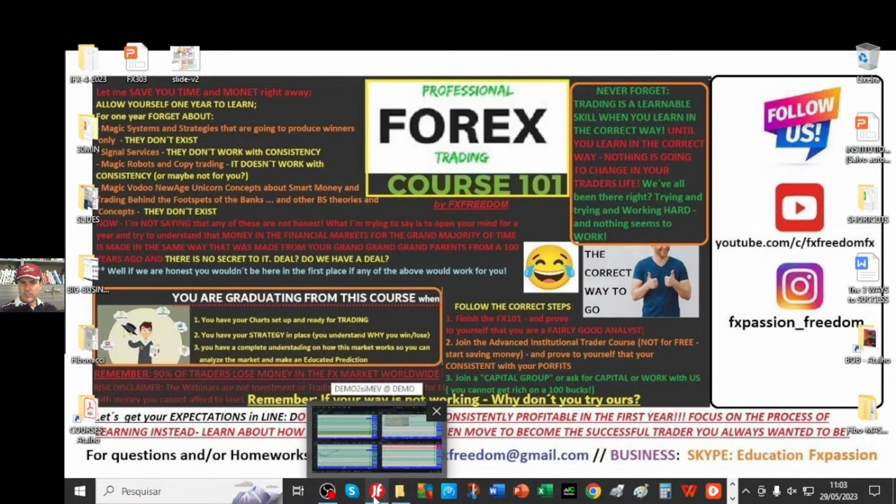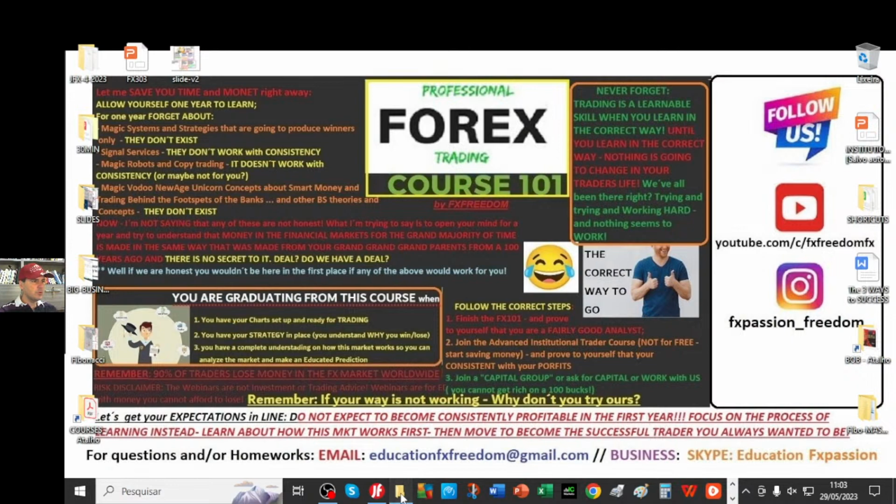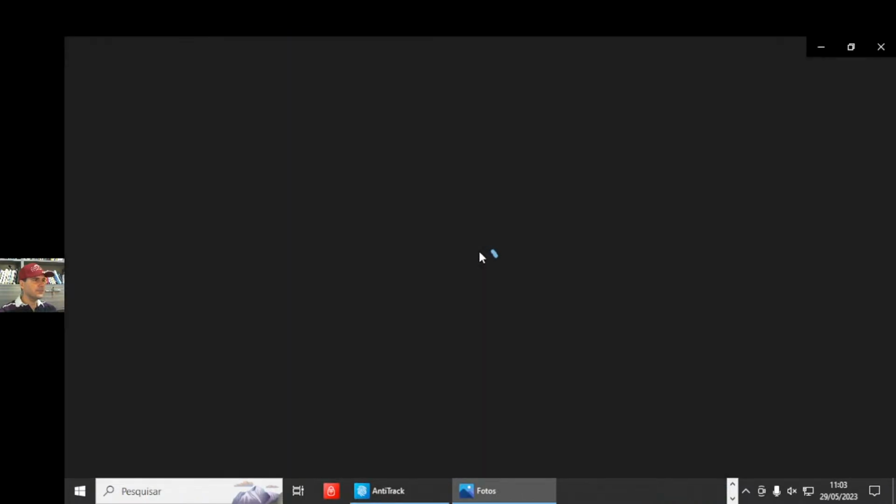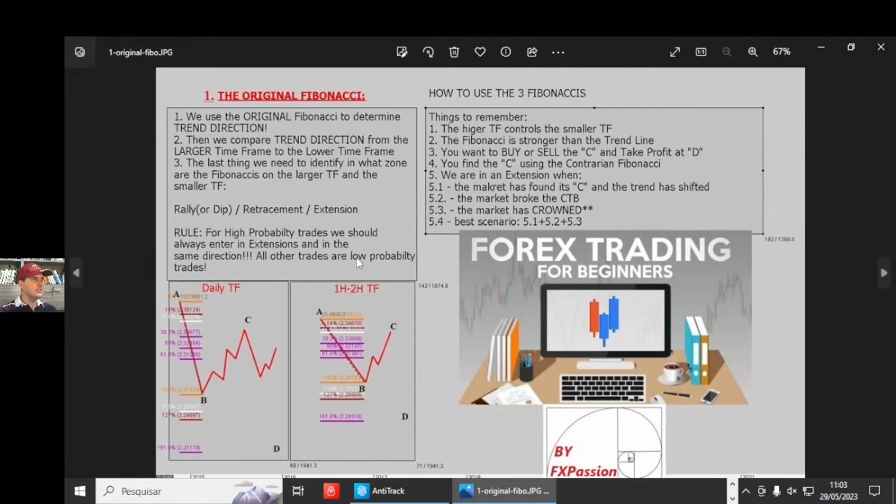Alright everybody, today we have adjusted the Contrarian Fibonacci in a downtrend. Before we move forward, one more time, original first. The original Fibonacci, number one, we use the original Fibonacci to determine trend direction. So we are using Fibonacci to predict to a degree how the market is going to move from Monday to Friday. Number two, then we compare trend direction from the larger time frame to the lower time frame. Number three, the last thing we need to identify is what zone the Fibonacci's are on the larger time frame and the smaller time frame.